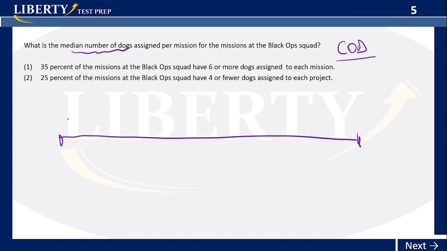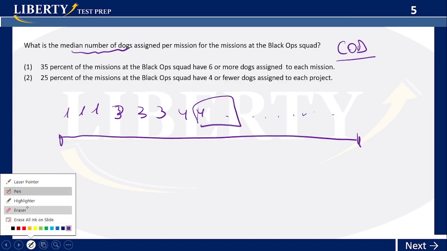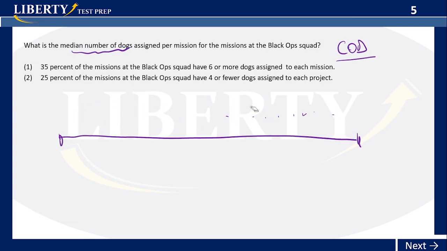So if we were to arrange the number of dogs per mission, let's say 3 missions have 1 dog, 3 more missions have 3 dogs, right? 2 more missions have 4 dogs, and so on, right? So once we arrange all of those values, what number is in the middle? That's the thing, okay? We don't know how many elements we have here, we don't know the number of projects, in this case, or missions, okay?